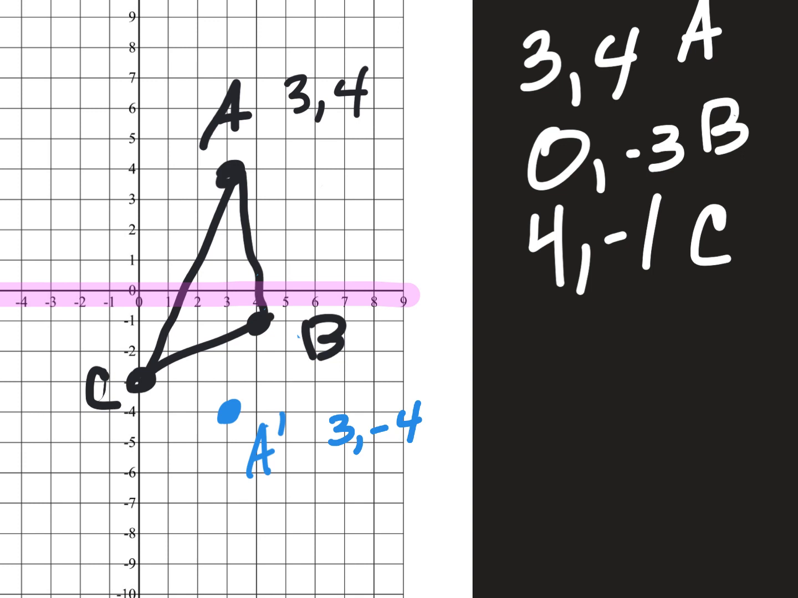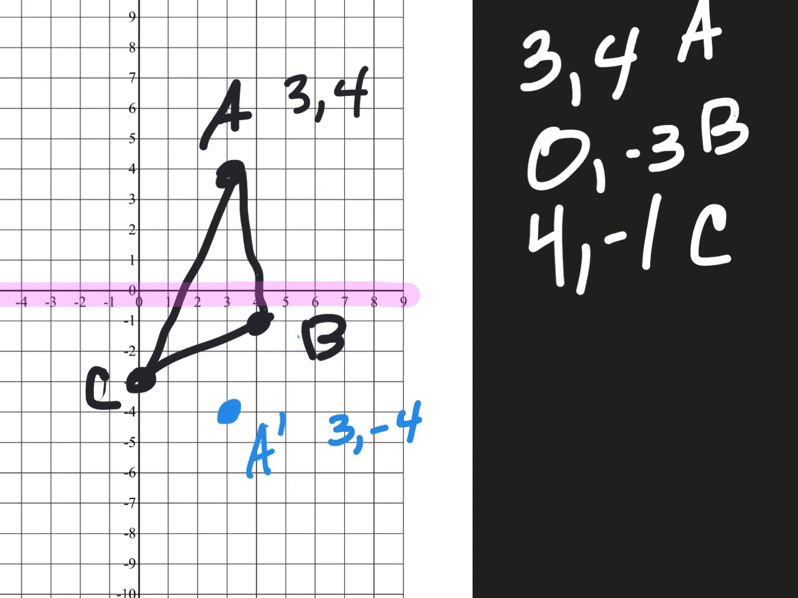Using that same pattern, we're going to do that with coordinate B next. So B is one coordinate below the line. So where is my B prime going to be once I flip it over that axis? One above, exactly.